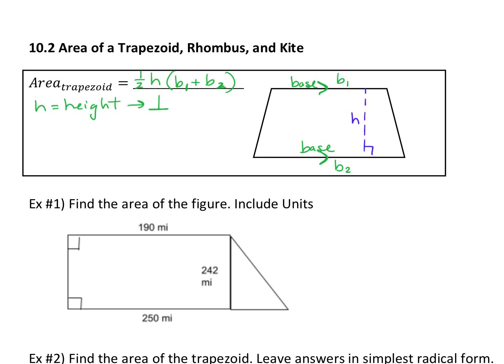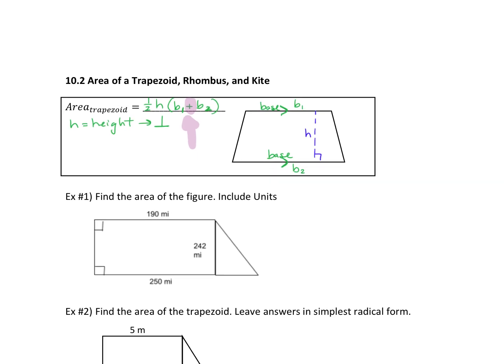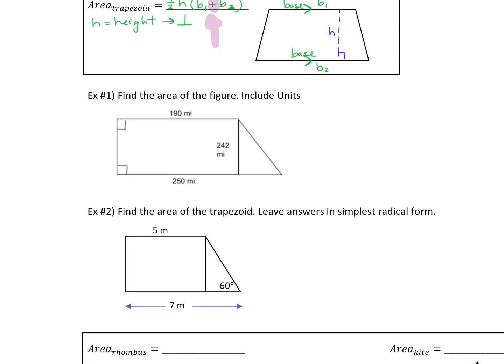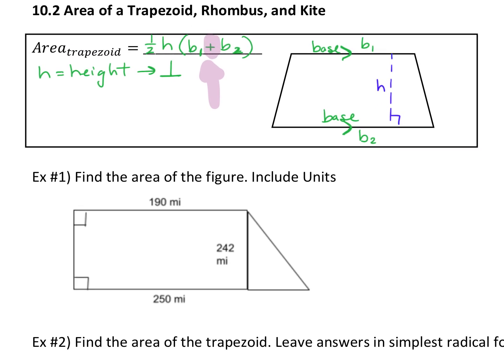And I will tell you right now, the place where most people make mistakes on this one is right here. I'm going to give you the formula. It is going to say 1/2 H B1 plus B2. And some of you are going to be tempted when you solve to do B1 times B2. So I just want to turn your attention to that is a plus every single time. Okay? You add your bases together and then you cut it in half. Okay? All right, so take a look at this first example then.